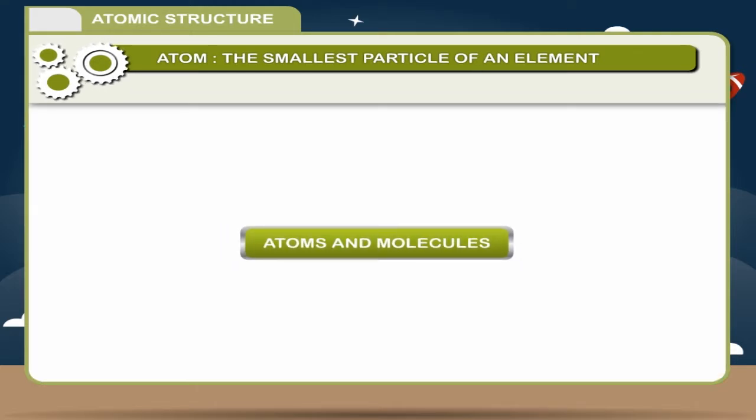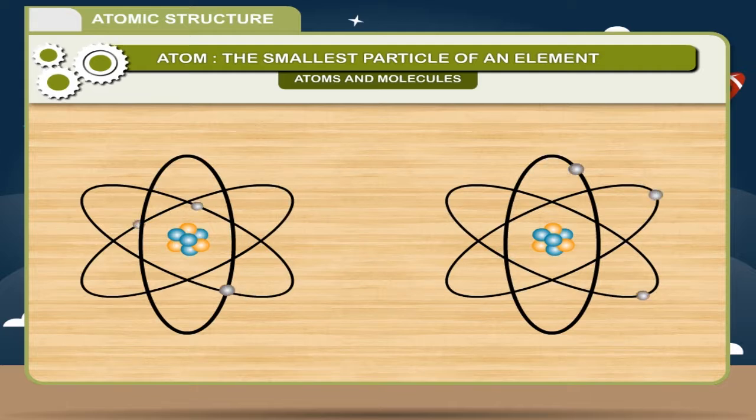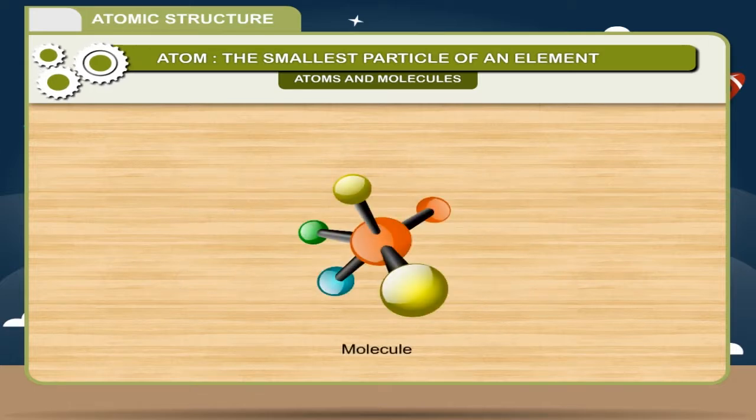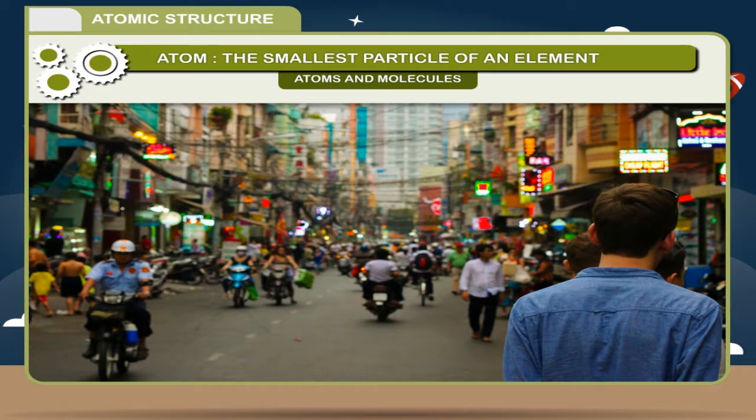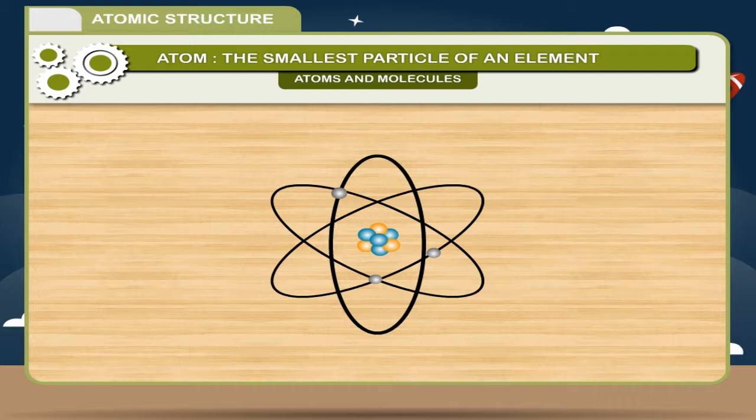Atoms and molecules. When two or more atoms join together, they make a molecule. All matter around us is made up of molecules, including us. Atoms are usually not found to exist independently.